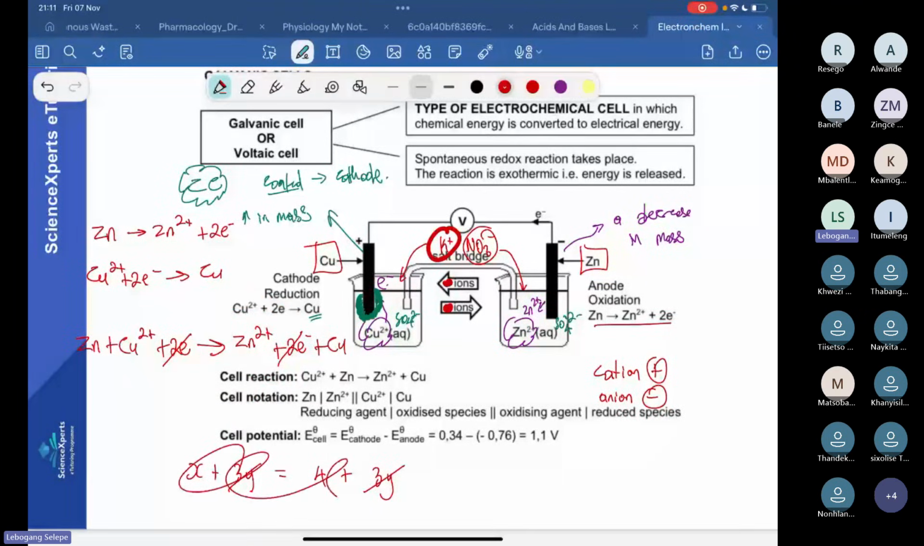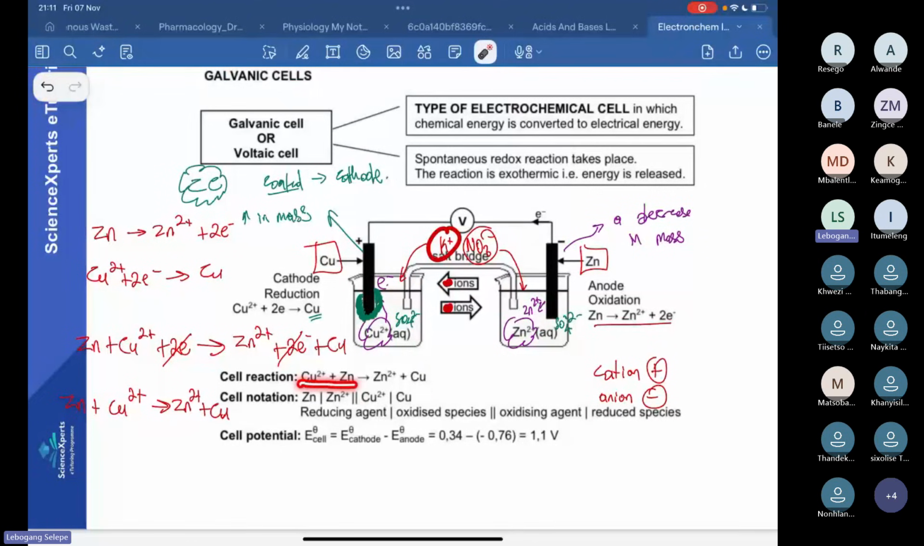I get it. So those electrons cancel each other out. Then I would be left with Zn plus Cu2+, giving me Zn2+ plus Cu. This would be my net equation, as you can see it there, right?